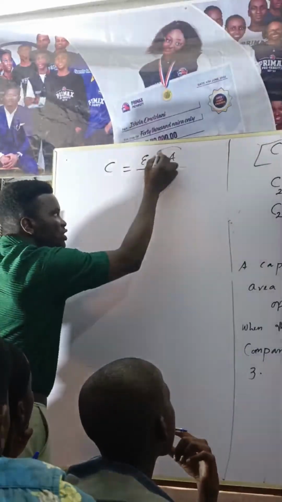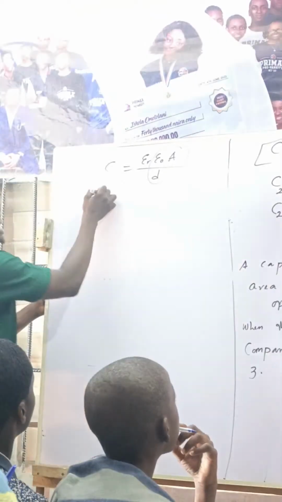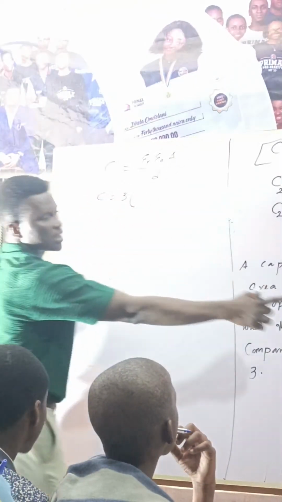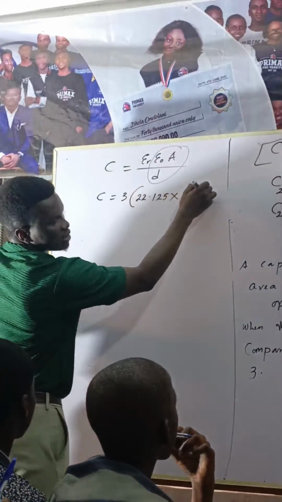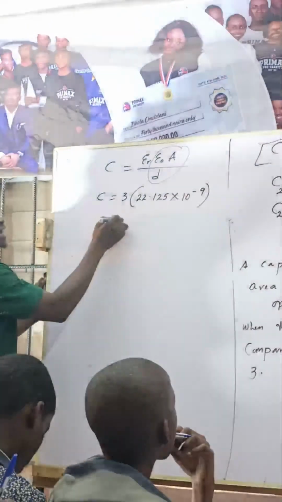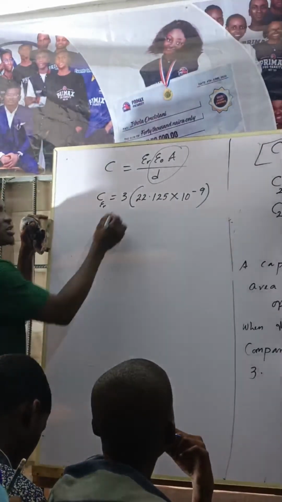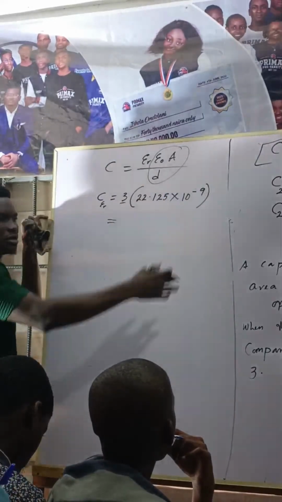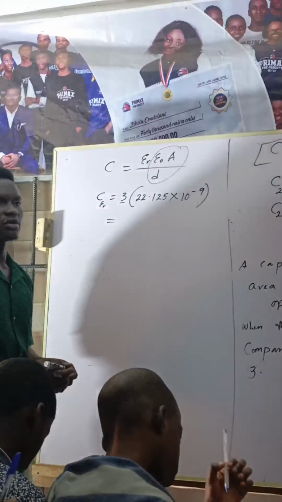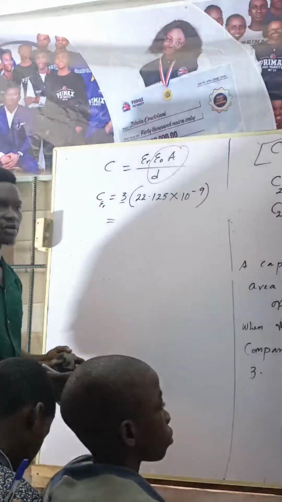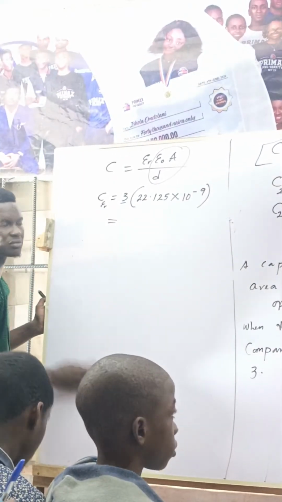I know we just solved this one, so we don't need to start again. And what's our epsilon r? 3. So that means that C is going to be 3 into that thing you got, 22.125 times 10 raised by minus 9. So what does that mean now? That means that the capacitance with the relative permittivity has increased 3 times the initial one. Do you get that? Right, do you understand now? So can we move on now?